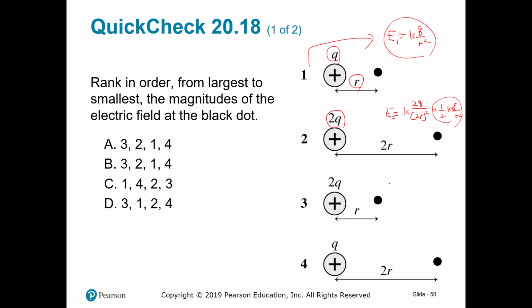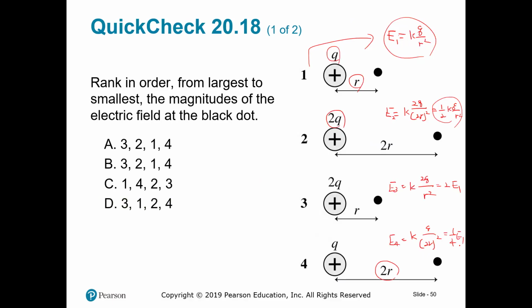And the third one, you see E3, same except you have 2Q and still r squared, so this is 2 times E1, right? And the last one is again k, Q. Now you have a 2r only, so this is 1/4 of E1, right?